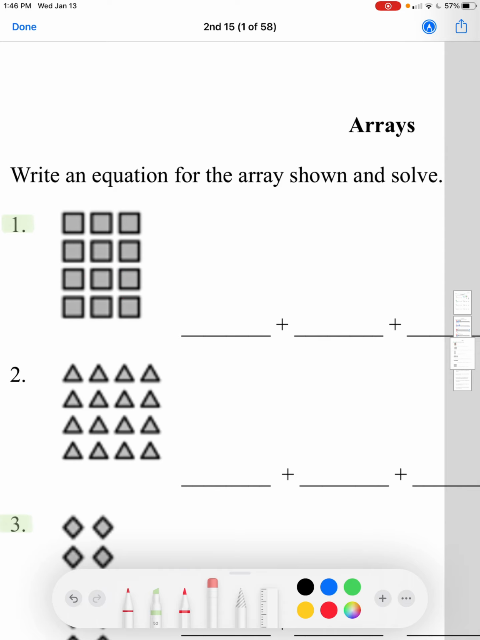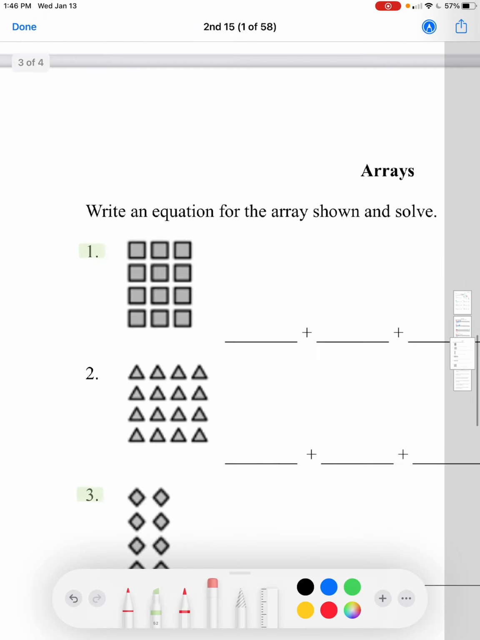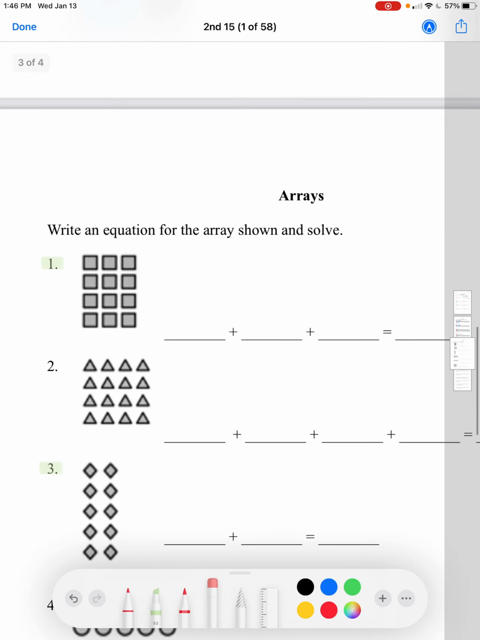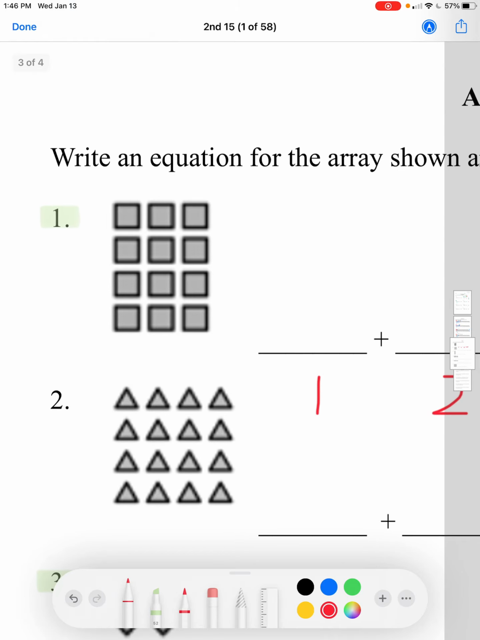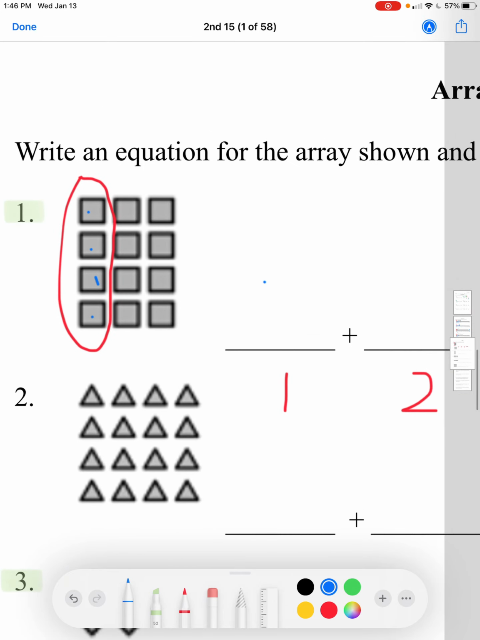So we're going to count the arrays in an equal way. Because we have 3 columns, this will be column 1, this will be column 2, this will be column 3, and this will be the total. So let's look at column 1. This is column 1, and we have 4 squares. We have 1, 2, 3, 4. So we have 4 squares in column 1.